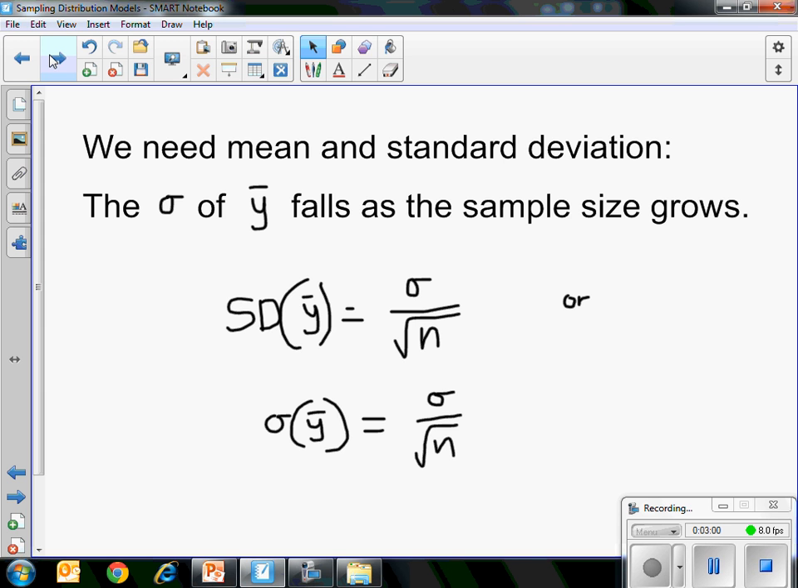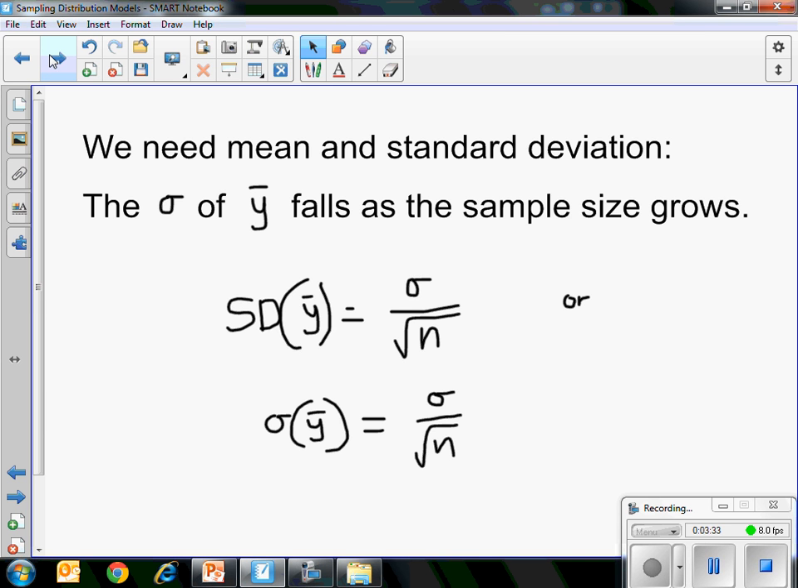So we need the mean and standard deviations. And again, now we're switching gears a little. Instead of looking at categorical data, we're now looking at quantitative data. So now when we're looking at quantitative data, the syntax changes a little. So the standard deviation of y bar, the mean, falls as the sample size grows. But it doesn't fall very quickly because, again, you're not dividing by n, but by the square root of n.